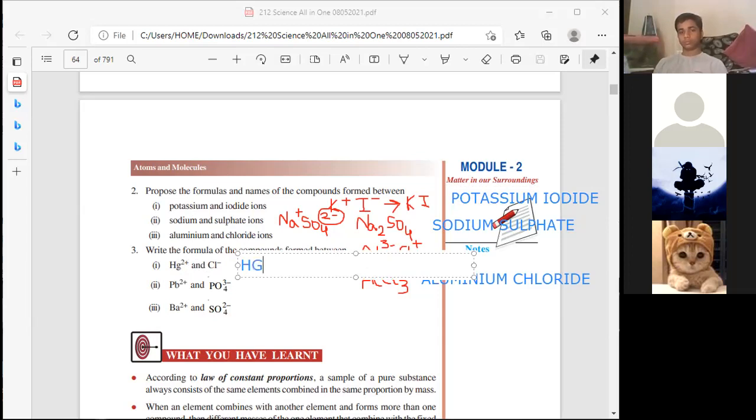Hg. Yes. Hg what? Cl is -1. That means 1 is there. So multiplied by 1 will be Hg1. I don't need to write that 1. Okay. So I move to Cl now. Cl will get multiplied with that 2 positive. So what am I going to get? HgCl2. Do you get me right?